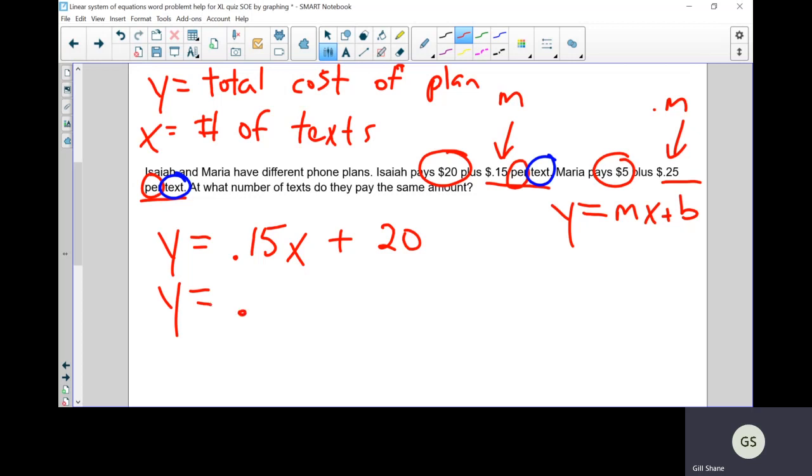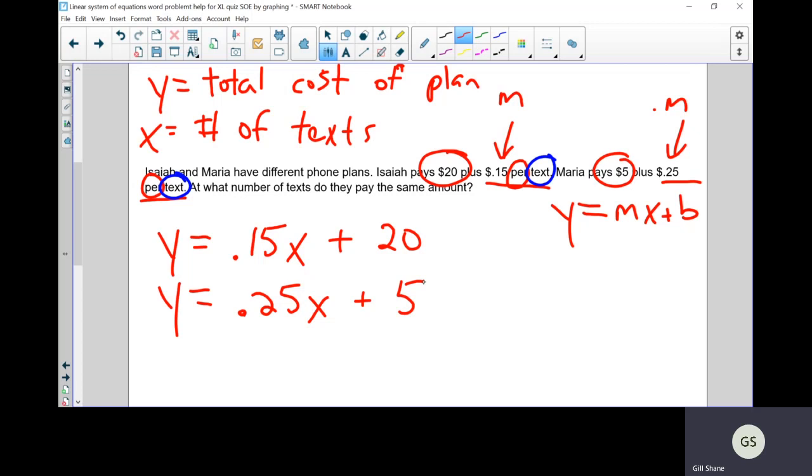Her cost is 0.25, 25 cents, times the number of texts, and then plus 5, because that's her one-time fee, the $5. So this is really your two equations.